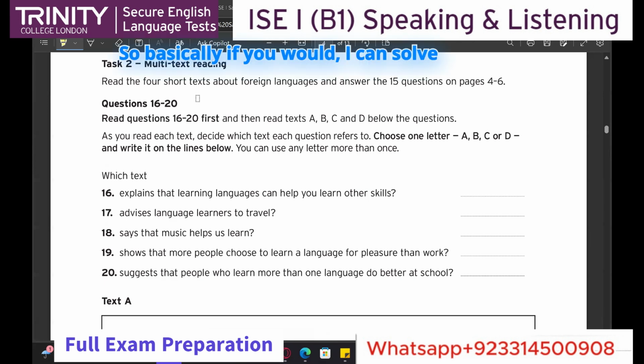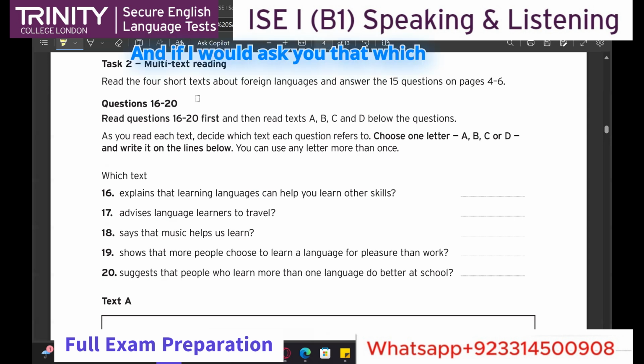So basically, I can solve this for you once so that you can have an understanding. For example, the 16th statement explains that learning languages can help you learn other skills. Which paragraph says that? That you can learn other skills by learning another language. That could be text B, isn't it? Even if you don't remember, of course, I'll give you this as homework. So I'll write B here in front of it. Just telling you the method of it.